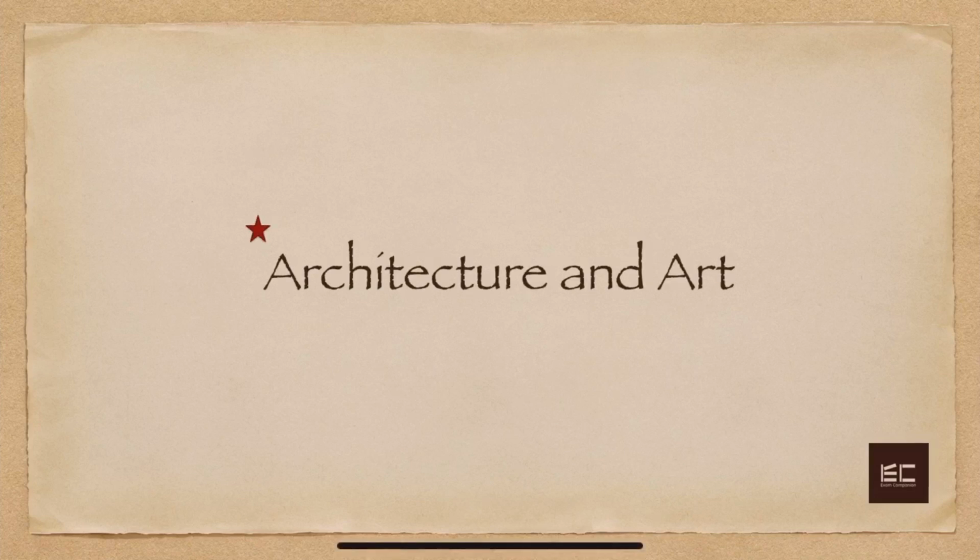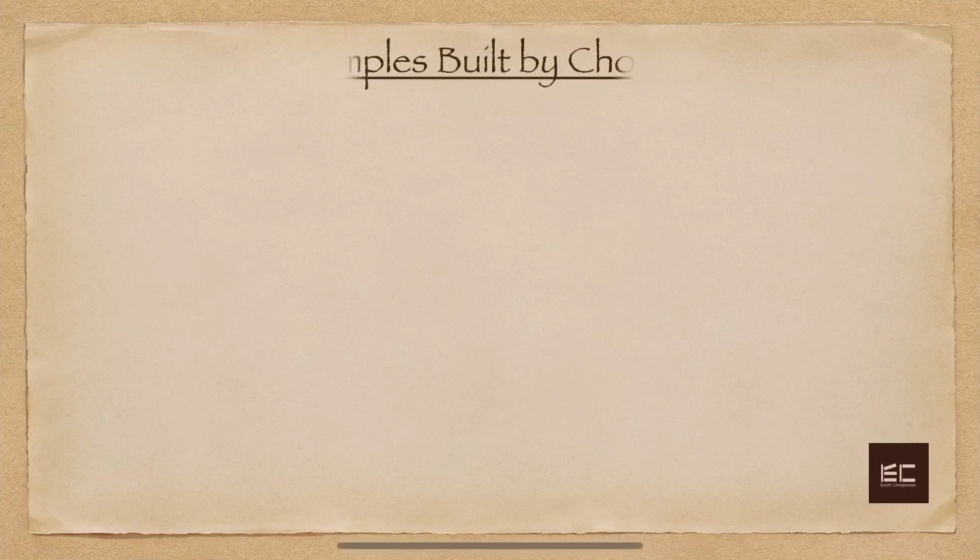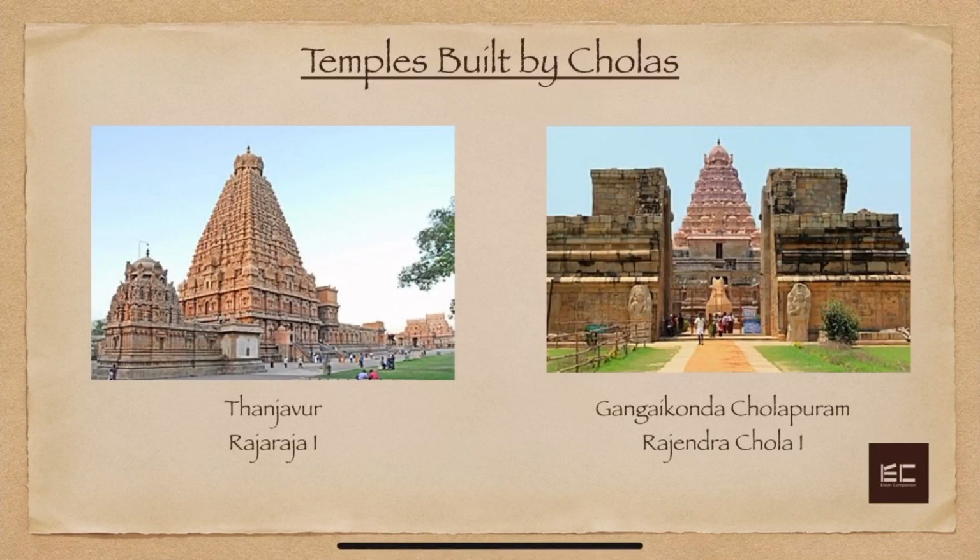Now, one thing that you must remember is that Cholas were not only warriors, but they were able administrators. They had love for art and architecture, and they also improved agriculture and irrigation methods. Let's see how the Chola rule influenced the art and architecture of the country. Cholas built many beautiful temples across their kingdom. 2 of these amazing temples were built by Rajaraja I and Rajendra Chola I. Rajaraja built a splendid temple at Thanjavur and Rajendra Chola built a temple at Kangaikonda Cholapuram.